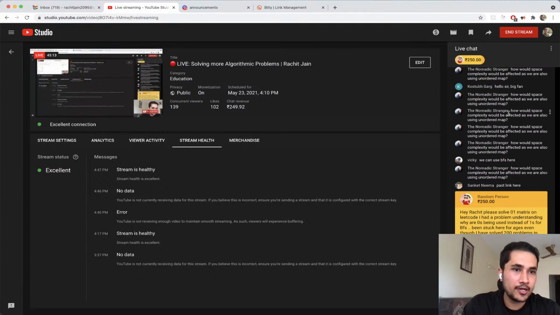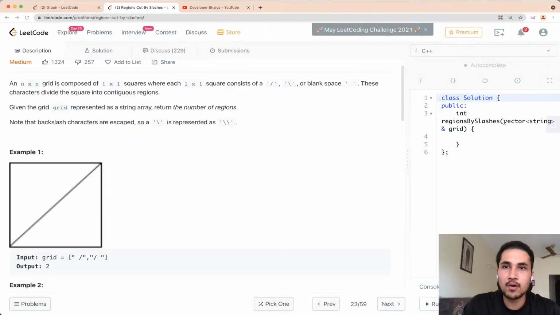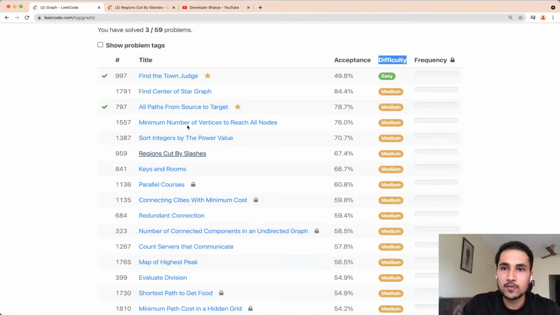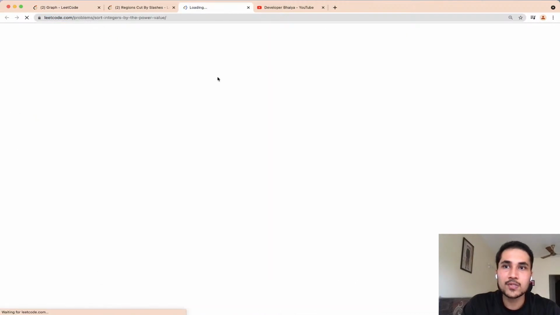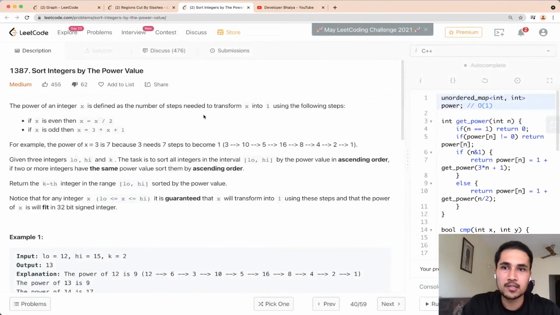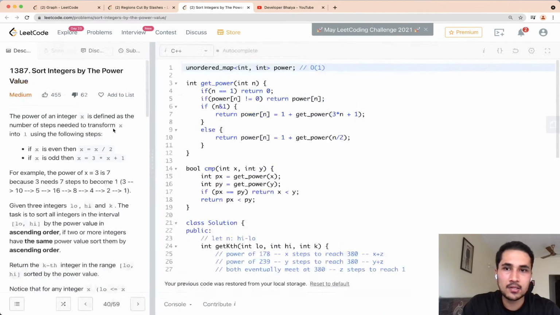Someone pointed out a good thing: in the previous problem, which was about sorting integers by the power value, we do have space for the unordered map as well. So that's also going to take order n space. I'll quickly show what it means.